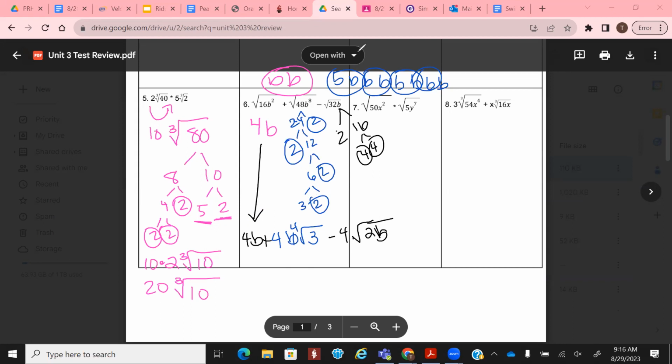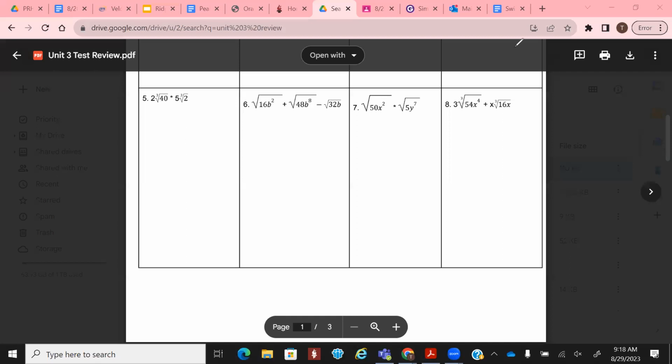Okay, can you try 7 and 8? Okay, so on this one, we're going to get 50 times 5, which is going to give us 250. We've got that x squared and y to the 7th. Now we're going to break this down. So what can we break 250 down into?